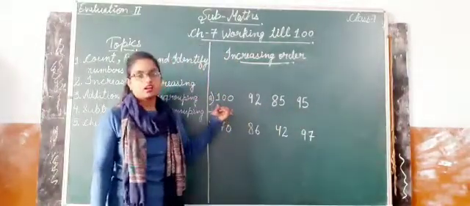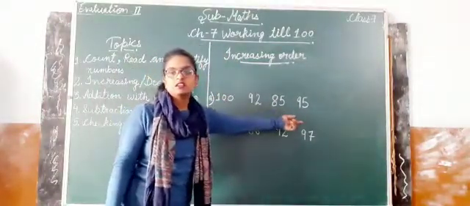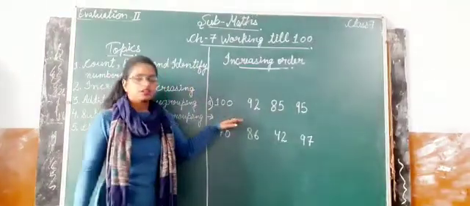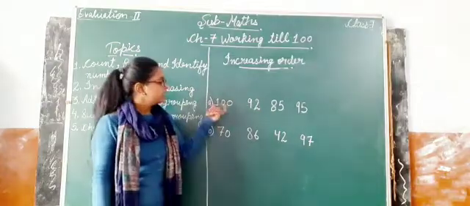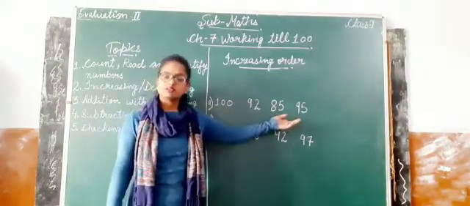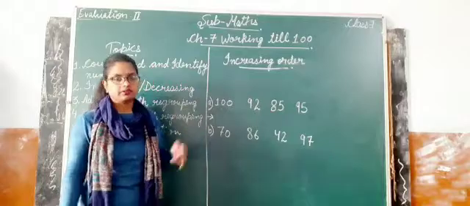What are the numbers over here? 100, 92, 85 and 95. Okay, so which number is smallest of them all? I have a trick for you over here. What we will do, we will leave out the ones place and look at what numbers are remaining to us.